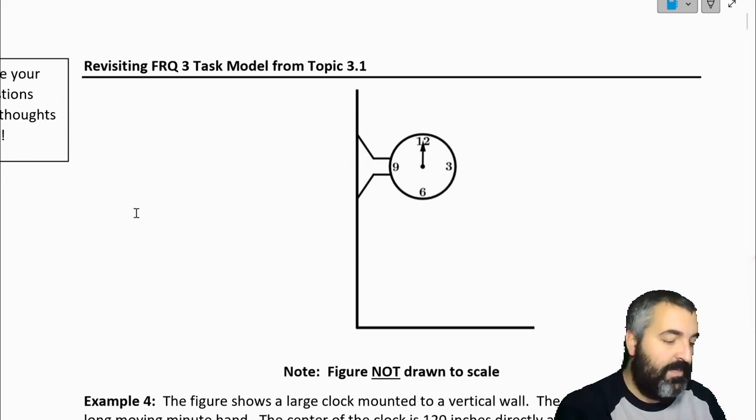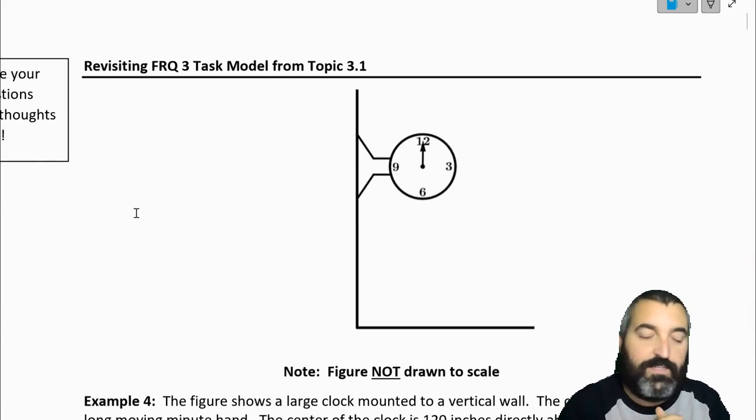Mr. Rubo here. And today we are continuing with our 3.4, 3.5 coverage of sine and cosine graphs.